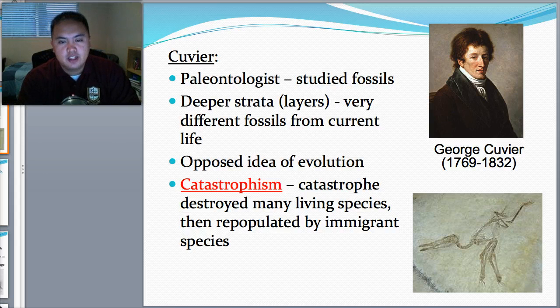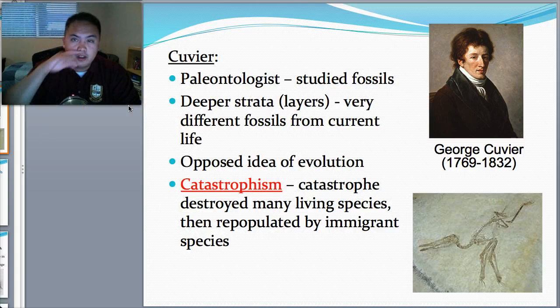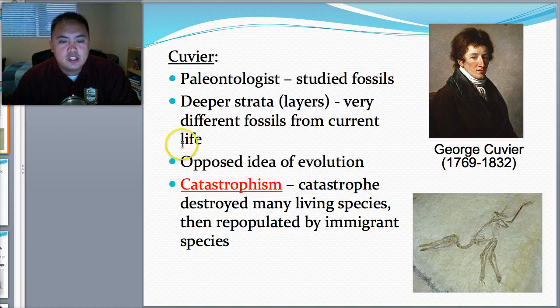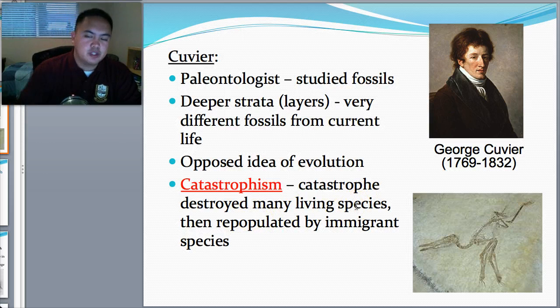He dug in different layers. The layers are called strata. And he noticed that every time he dug in a different layer, the animal fossils were very different from the layer before. Even though he saw this, he sort of opposed the idea of evolution. He didn't agree with it. He believed in something called catastrophism, some sort of catastrophe like lightning or an earthquake. It destroys many living species, and then a new immigrant species sort of takes over.